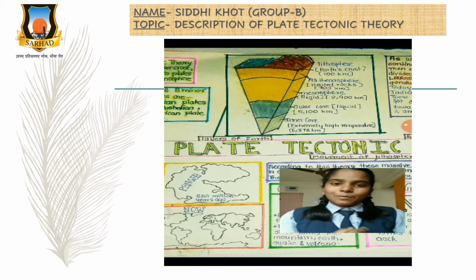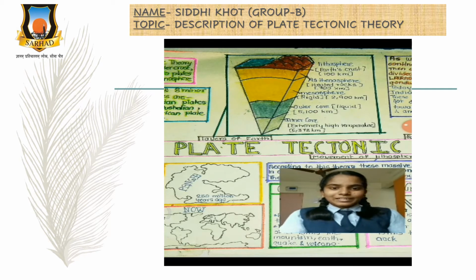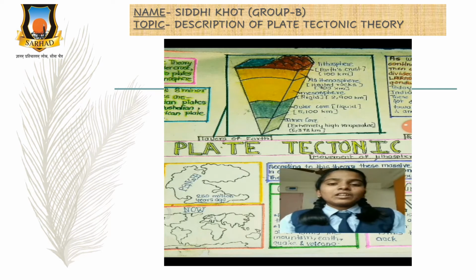Then if we go deeper, the temperature is increasing. So the outer core is heated liquid, which is 5,100 km. And if we go even deeper, that is the inner core. It is extremely high temperature here, and its width is 6,378 km.